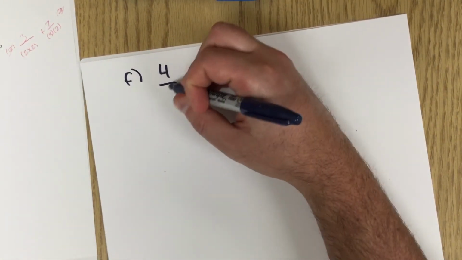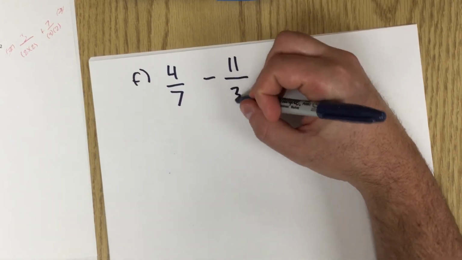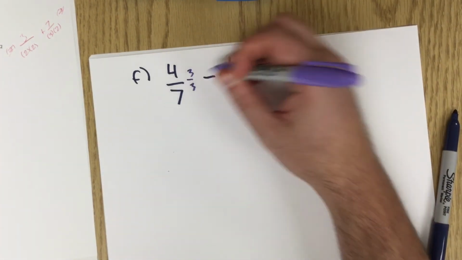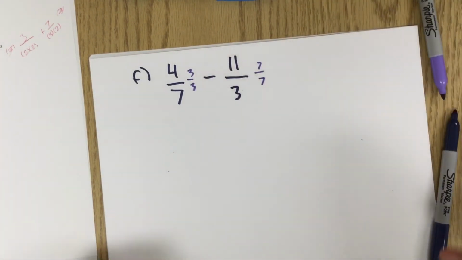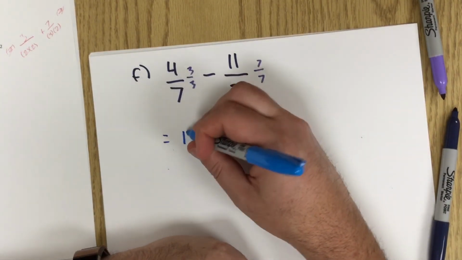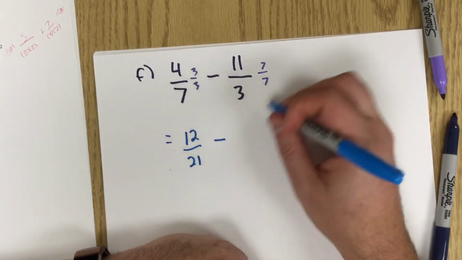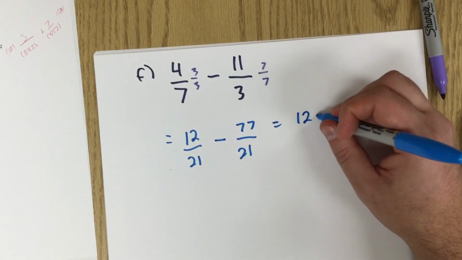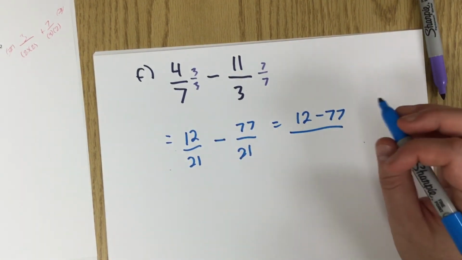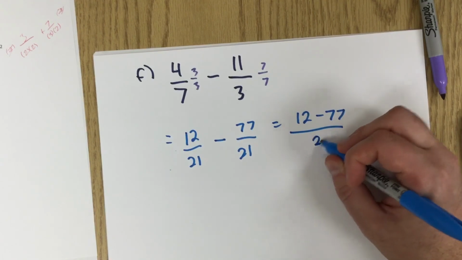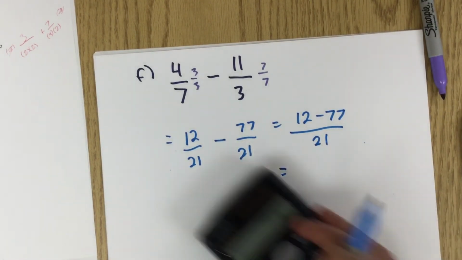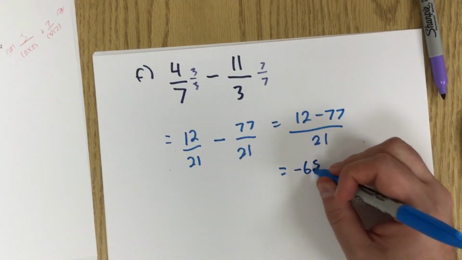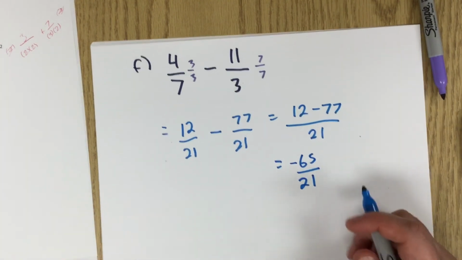F. 4 over 7 minus 11 over 3. There's a negative. What do we do? We do the same thing. So multiply by 3 over 3, multiply by 7 over 7, and we get 12 over 21 minus 77 over 21, which is 12 minus 77 over 21, which is negative 65. Negative 65 over 21. And there we go.